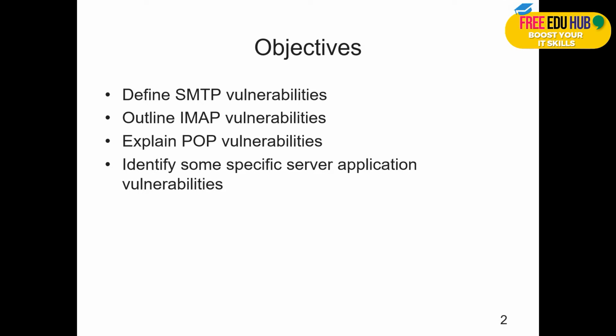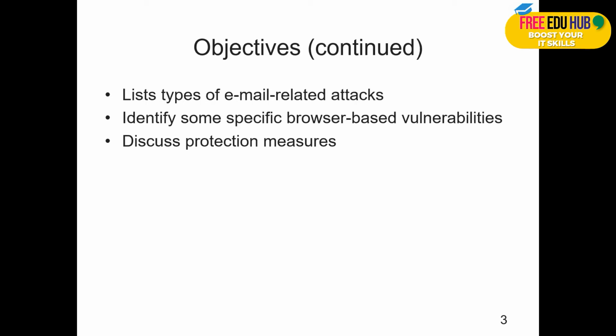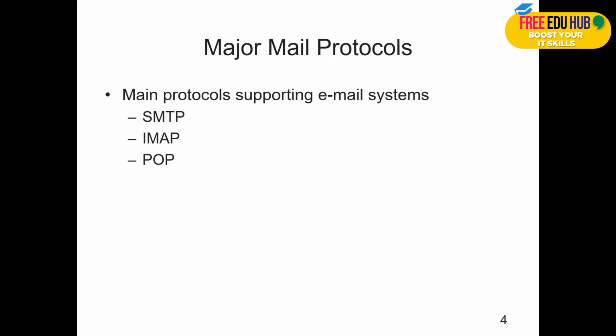We will identify some specific server application vulnerabilities and then list types of email-related attacks, and then we'll identify some specific browser-based vulnerabilities, and we'll discuss how to protect the server or the setup from any kind of vulnerabilities. The main protocols supported by email systems are SMTP, POP, and IMAP.